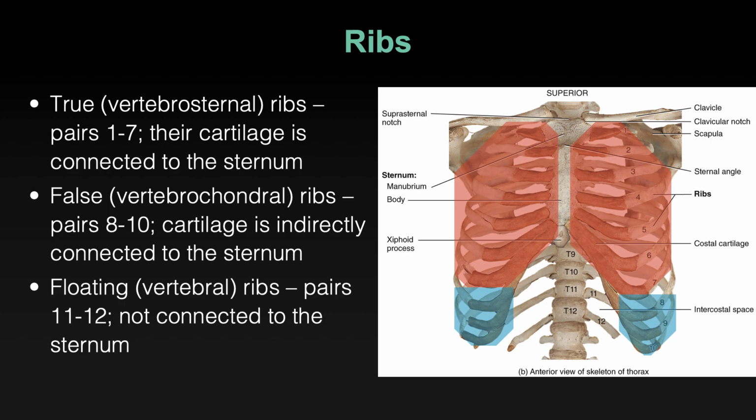So true ribs, false ribs, floating ribs. We saw how they articulate with the thoracic vertebrae already. I'm not going to go through that in depth. When we come back to class next week, we are going to look at the muscles that keep this system together, allow you to stay standing, flex, extend, and rotate.